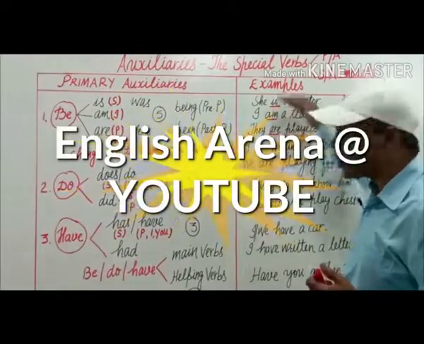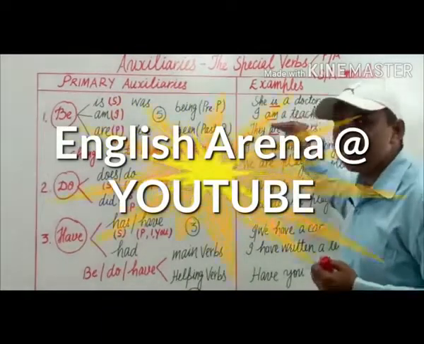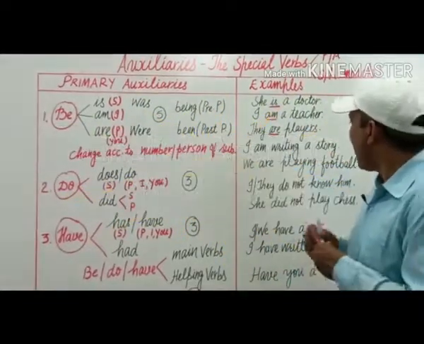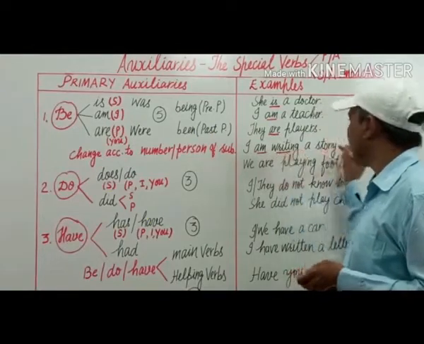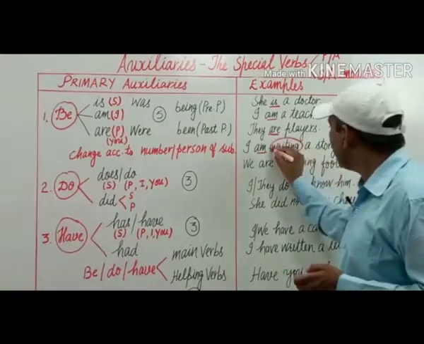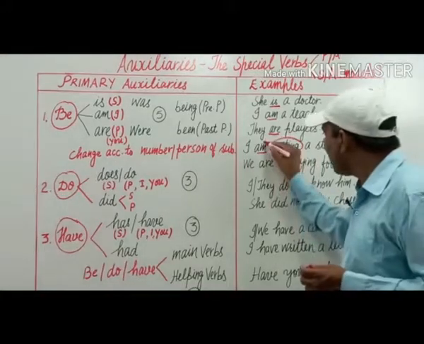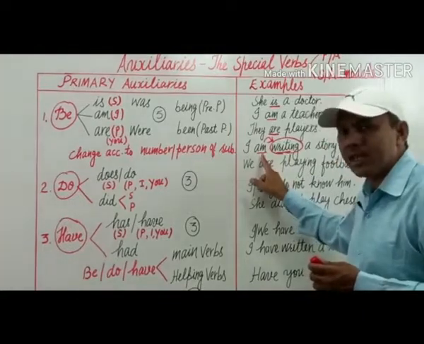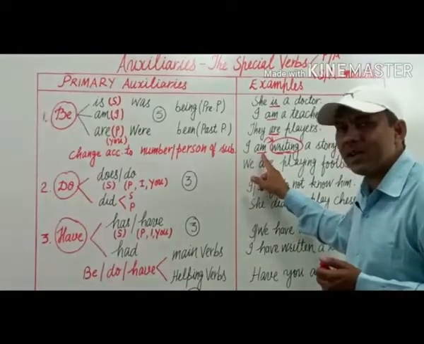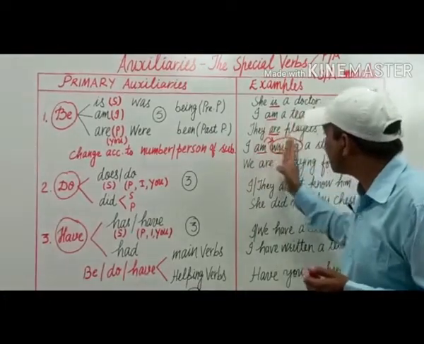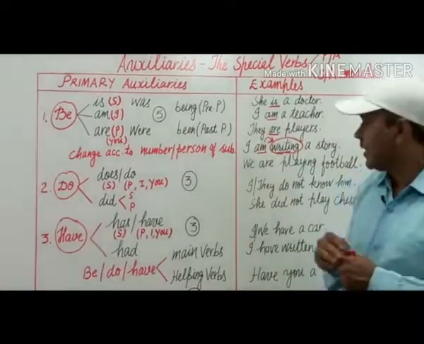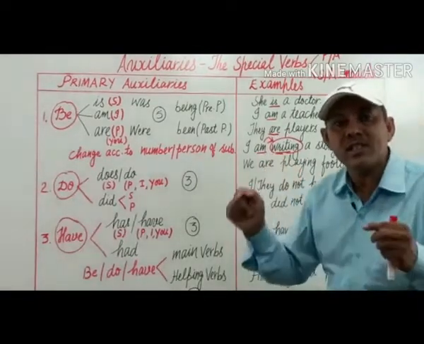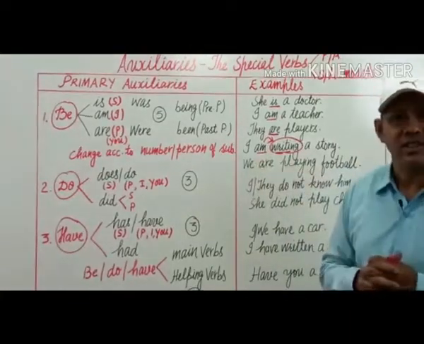But apart from this use, they are used as helping verbs in different sentences. For example, I am writing a story. Here, the main verb is writing, and this am is helping the main verb. That's why this helping verb, this form of be or this primary auxiliary, is placed before the main verb to make the sentence into present continuous tense. I am writing a story.